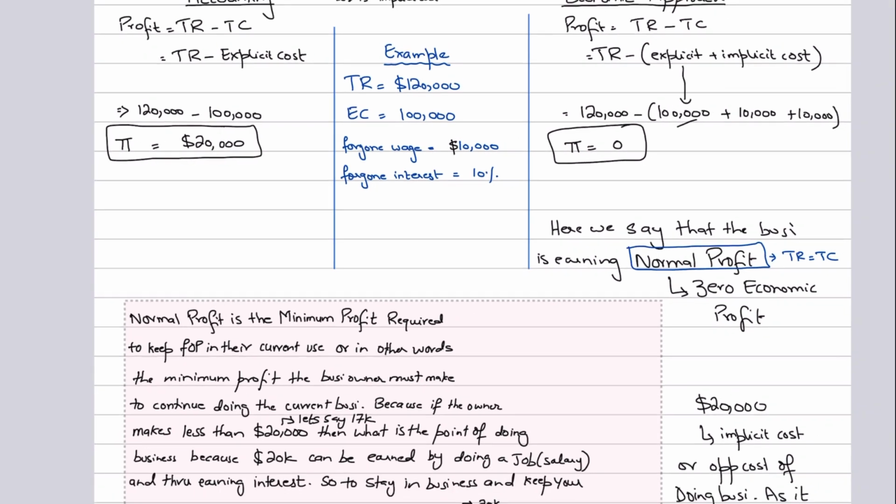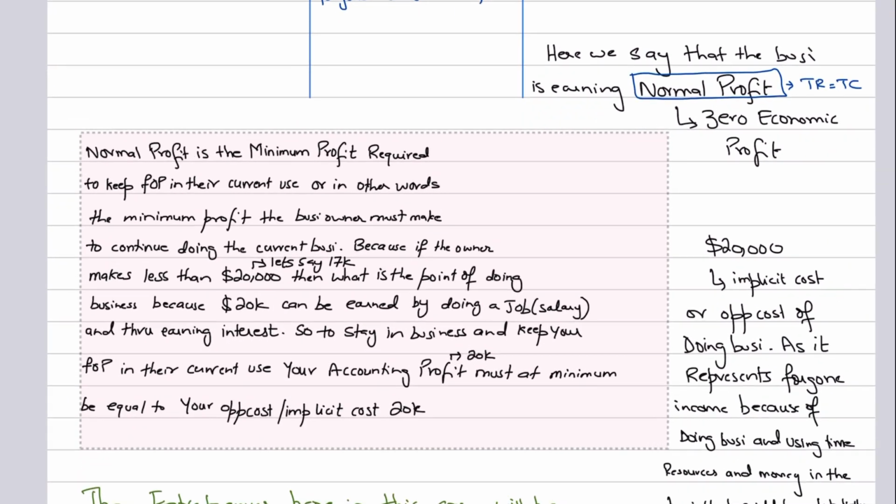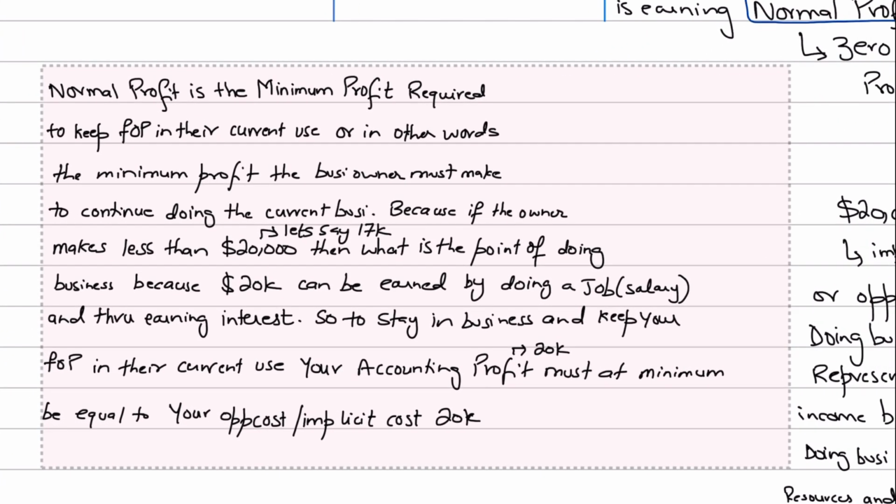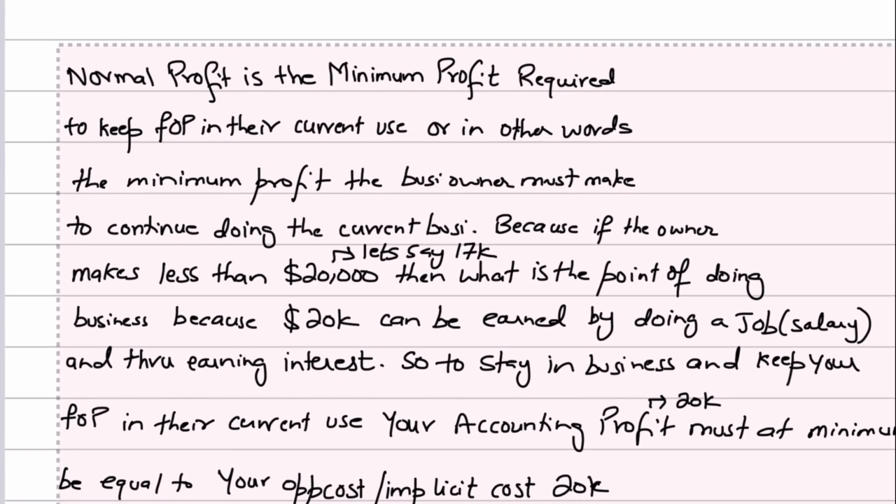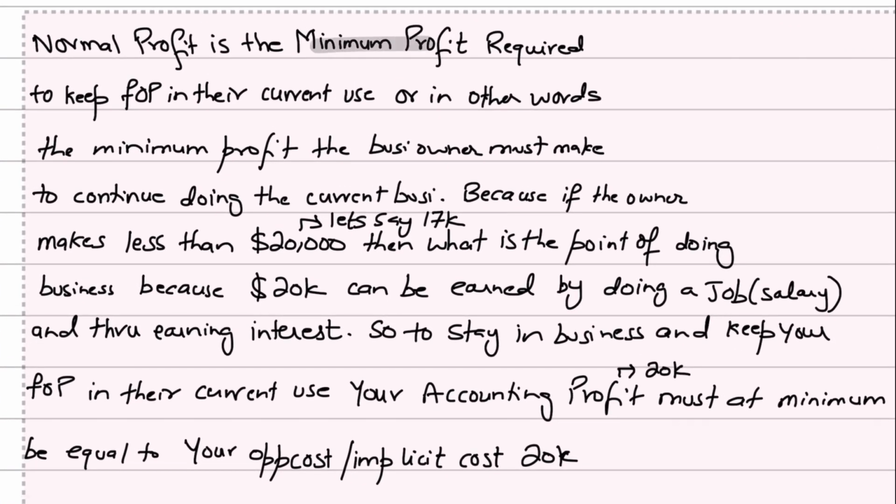So what I've written here is normal profit. What's the intuition? What's the insight that we are deriving? What's the usefulness for us? What's the take-home lesson for us? The take-home lesson is that normal profit is the minimum profit required to keep the factors of production in their current use. Or in other words, the minimum profit the business owner must make to continue the current business.